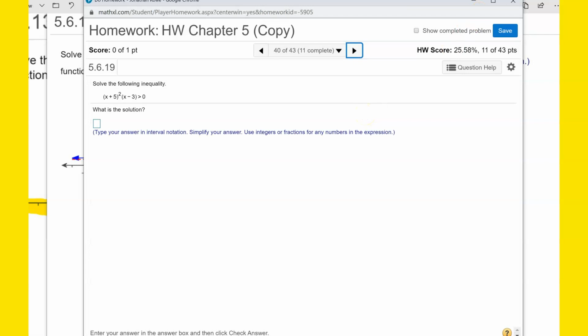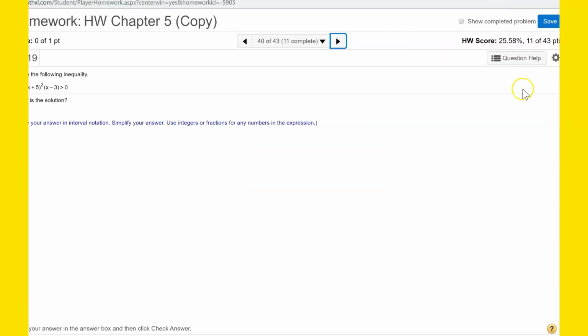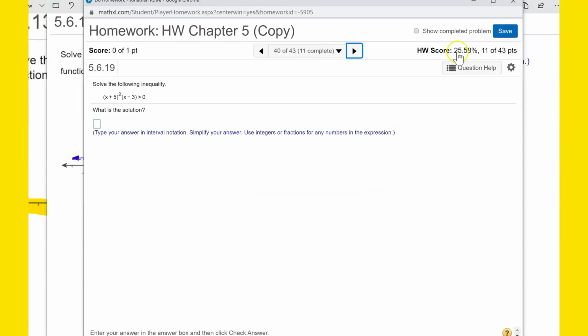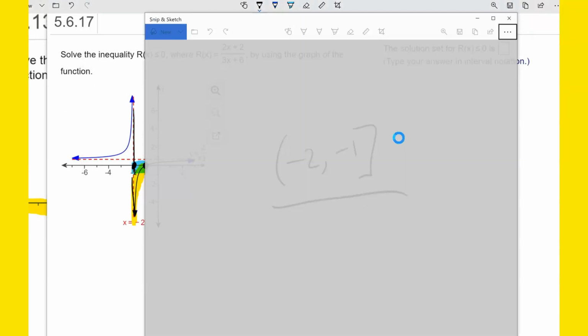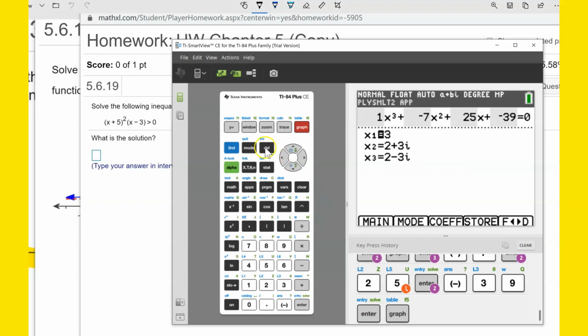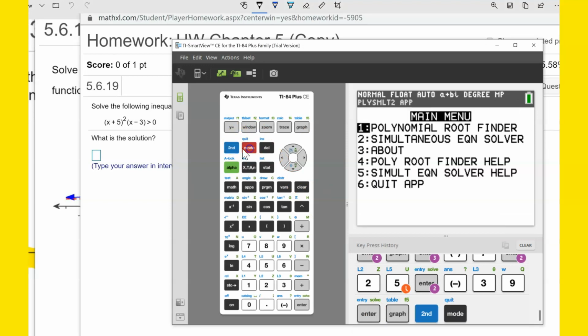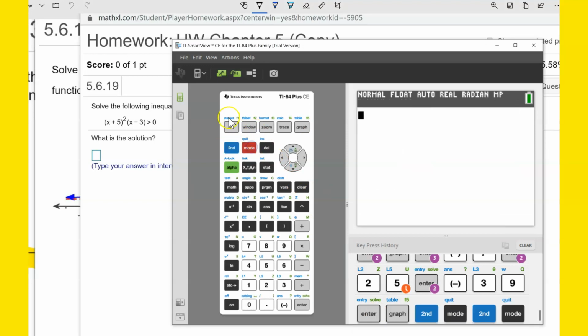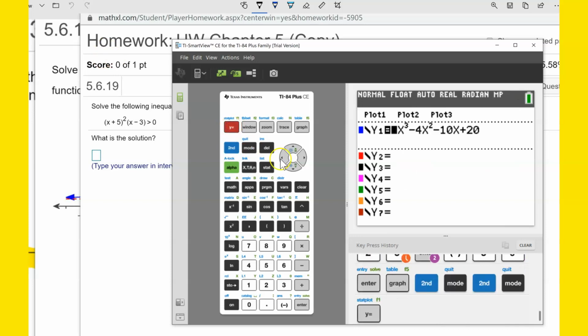Number 40. All right, on this one, they do not give us a graph. What are we going to do when they don't give us a graph? I'm going to show you 3 ways you could go about this. One way is to graph this in your calculator and just look at it from there. If you find that to be the easiest way to do it, go right ahead and do that.